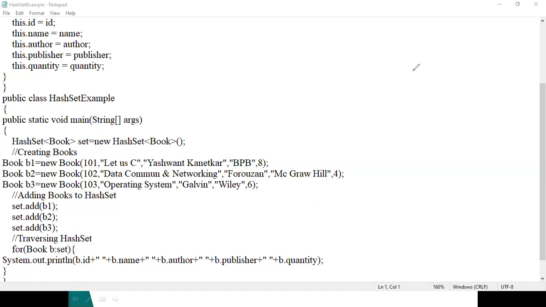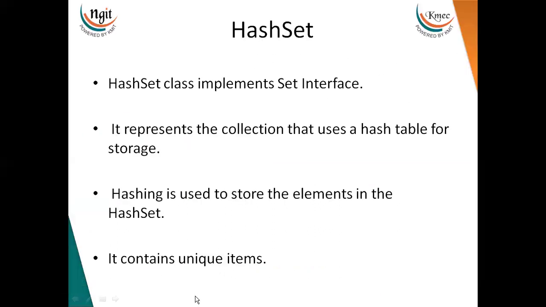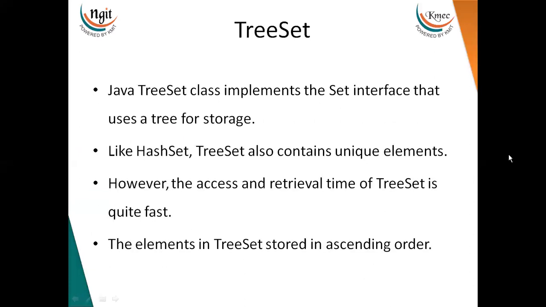Now, the hash set does not sort the elements, whereas the tree set will sort the elements. That is the only difference between the hash set and the tree set. I will show you here. The tree set is also similar to the hash set. It is also implementing the set interface, right? And internally, it is using a tree for the storage, whereas the hash set is using hashing, that is a hash table, right?